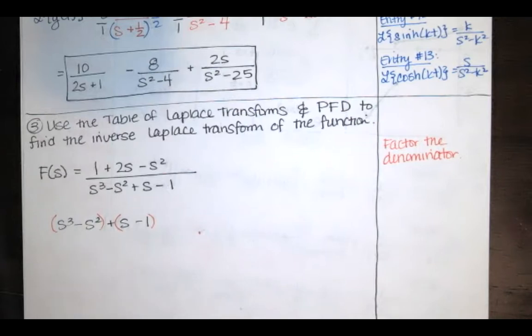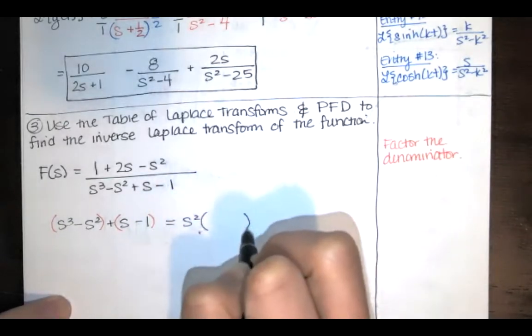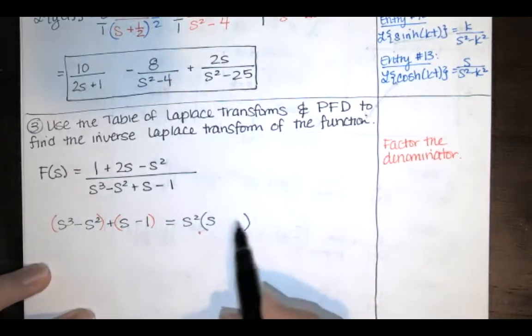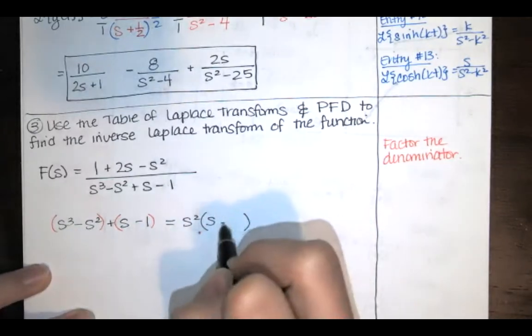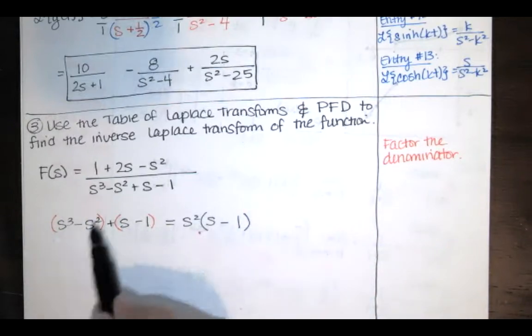We group the first two together and the second two together. And then we look at these two and we say, what do they have in common? Well, they have an s squared in common. So let's factor that out. And then we say to ourselves, s squared times what will give us s cubed? That's an s. S squared times what will give us the negative s squared? That's a 1. And so I've got this as the factored form of this.